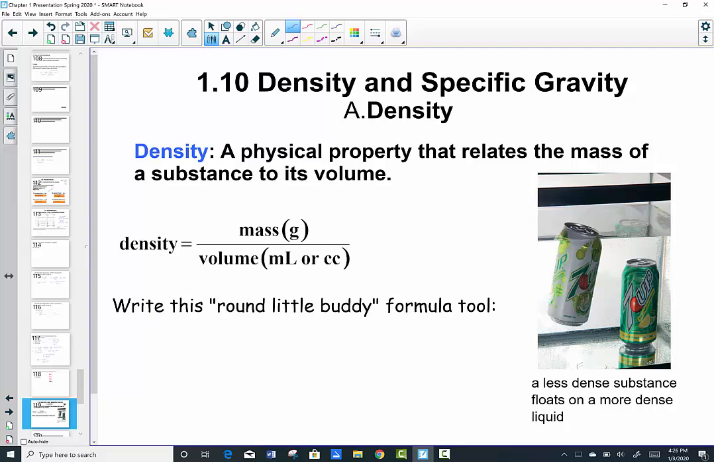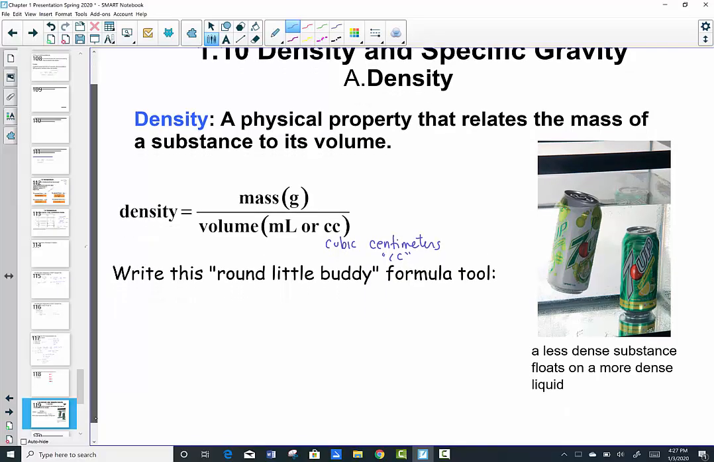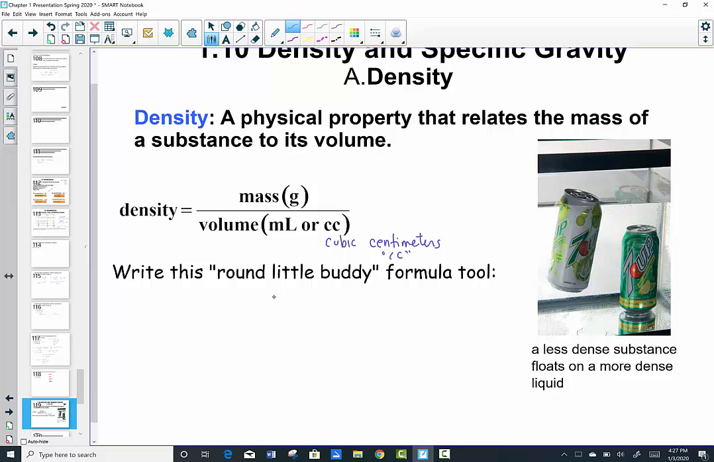Its formula, density, is found by taking mass, measured in grams typically, divided by volume, which is measured in mils or cubic centimeters. That's what CC stands for. But we need a mass over volume unit. So as we practice, I often like to use these little algebra helpers, and I'm going to call this a round little buddy, or it's just a formula tool.